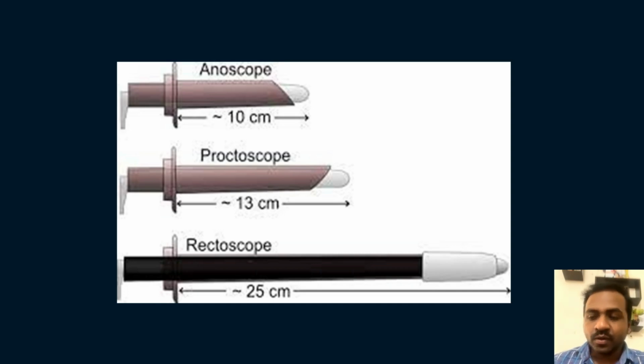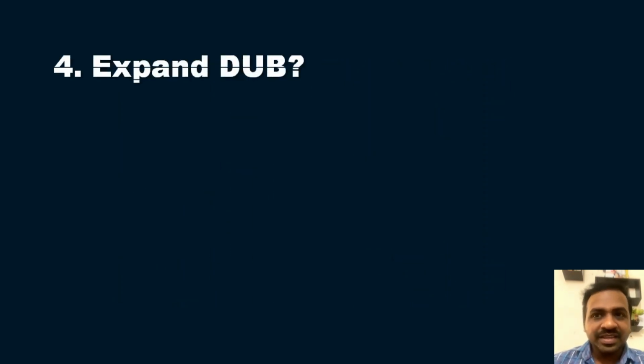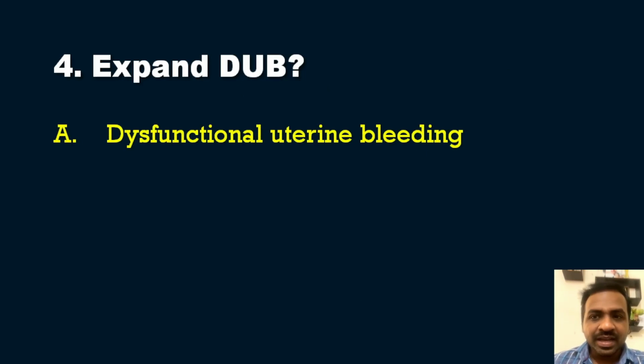Now we can move on to the next question in the series, that is the fourth question, and here your task is to expand DUB. So the options for you, the first one is dysfunctional uterine bleeding.